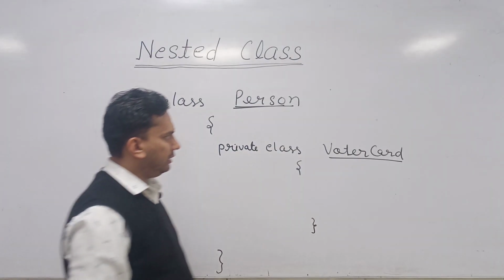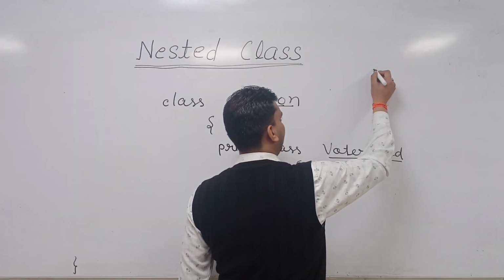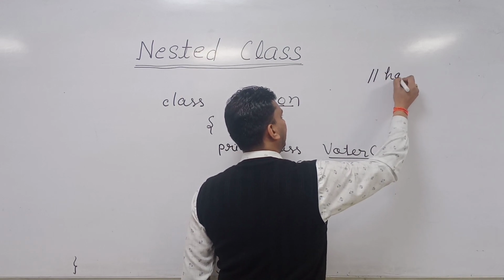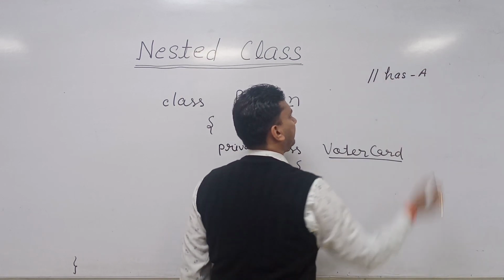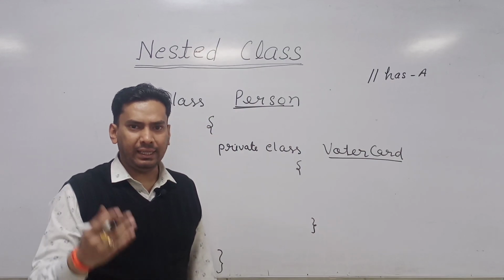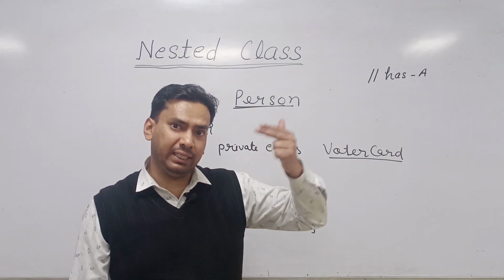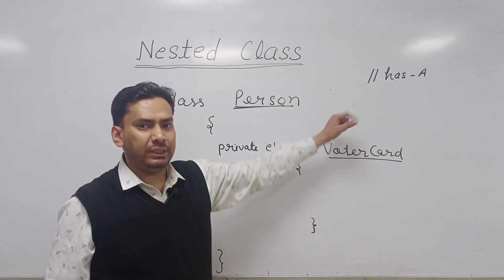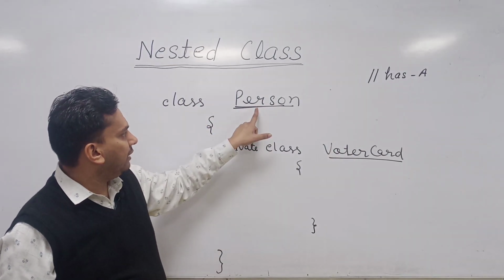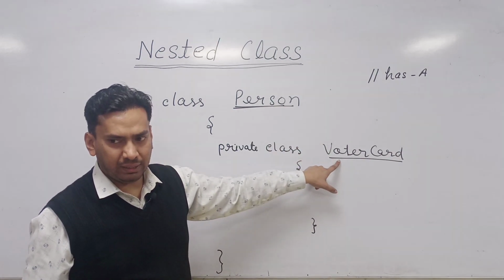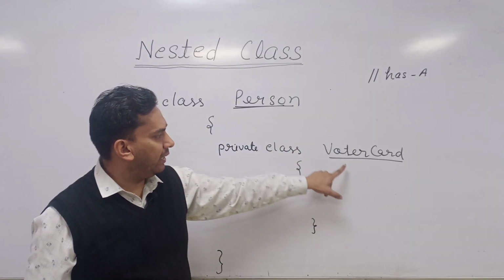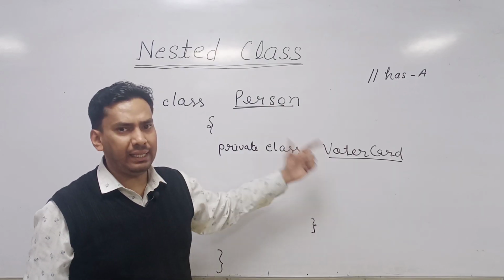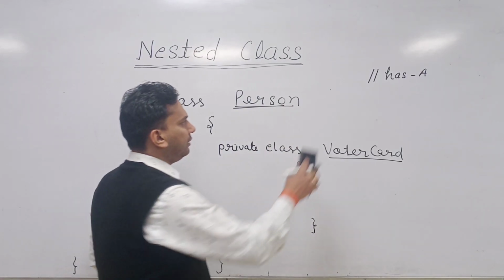One more important term you can understand here is that it represents the has-a relationship. Like inheritance is used to represent the is-a relationship, here the nested class is going to represent the has-a relationship. You can see Person has a VoterCard. Person has a VoterCard. So this is the has-a relationship. Right?